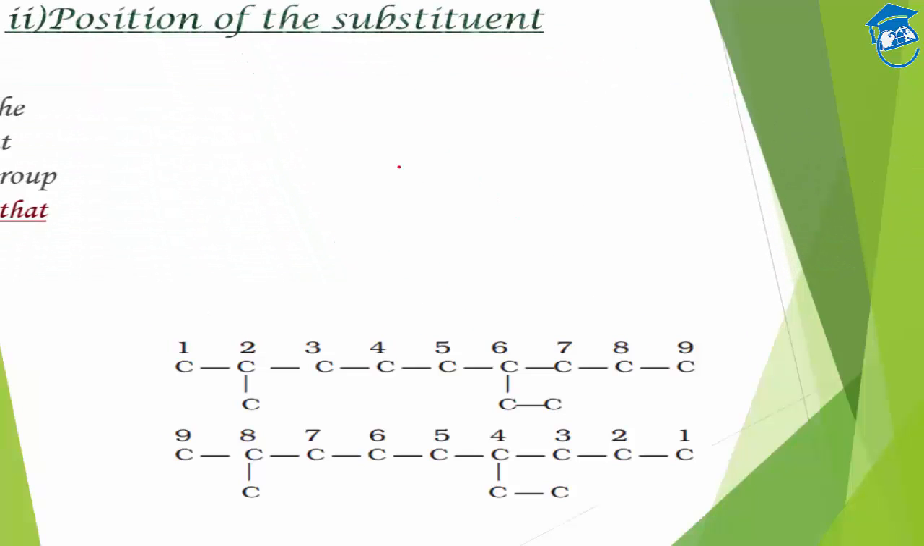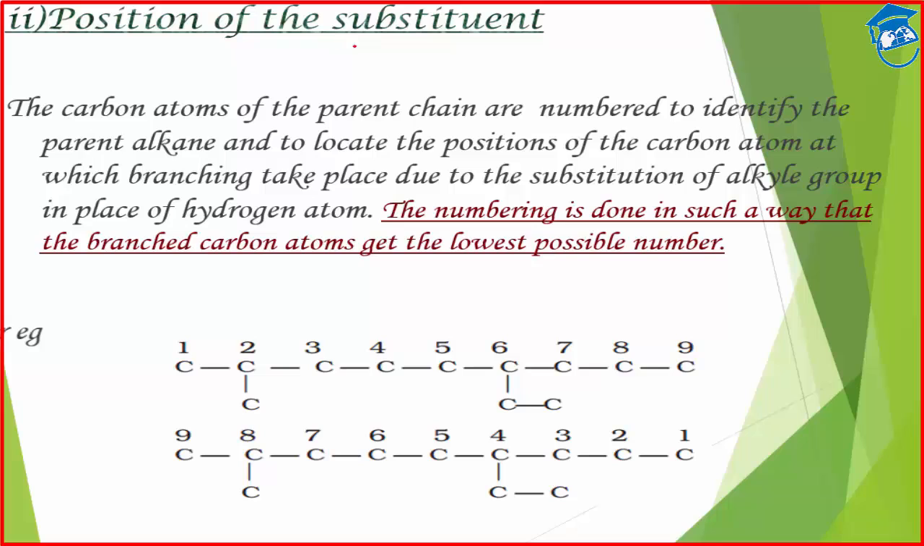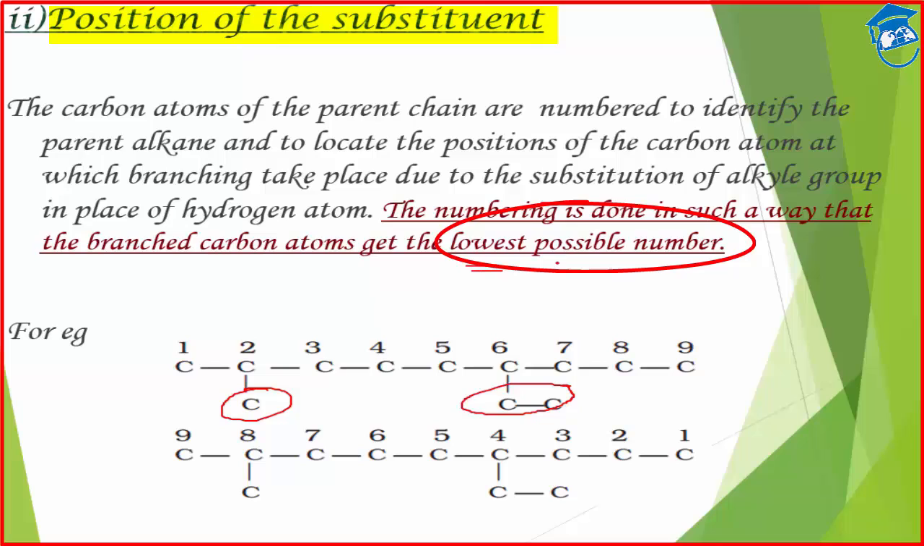Next is the position of the substituents, that is, how the numbering should be done. We should number such that the substituents get the lowest possible numbers. If we proceed via this, we have 2 and 6, and then we have 8 and 4. So we should proceed with the one that gives the lowest possible number. In this case the lowest possible is 2.